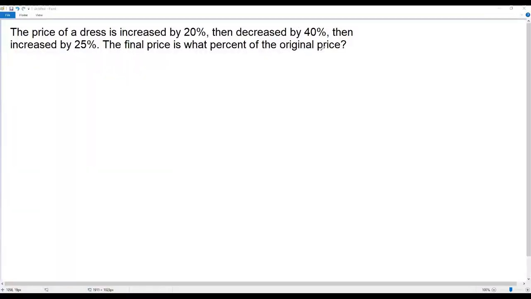Here we have a problem on percentage. Okay, let's go over the question. The price of a dress is increased by 20%, then decreased by 40%, then increased by 25%. The final price is what percent of the original price?